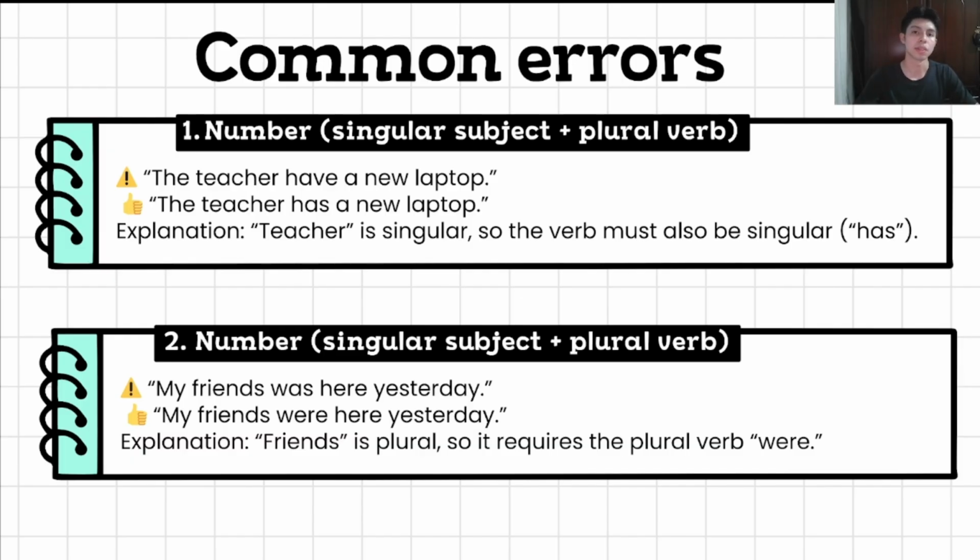The second mistake is the opposite, using a singular verb with a plural subject. For example, "my friends was here yesterday." It should be "my friends were here yesterday." And this happens a lot in everyday conversation.